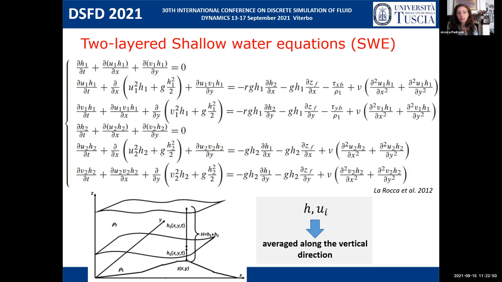To start, for simplicity, we have considered the two-layer shallow water equation. So we consider two shallow layers of different density, rho one and rho two, with rho one greater than rho two, and the same viscosity, bounded by a free surface, as described by La Rocca in his paper. The thicknesses of the two layers are H1 and H2, and the lower layer is limited by a rigid bottom and by the separation surface with the upper layer. The latter is limited by a free surface as represented in the figure.